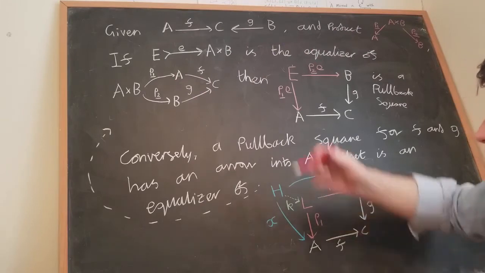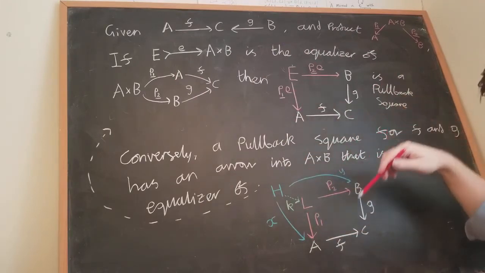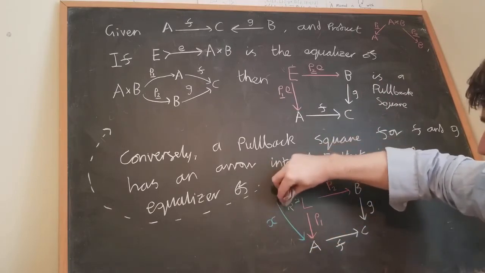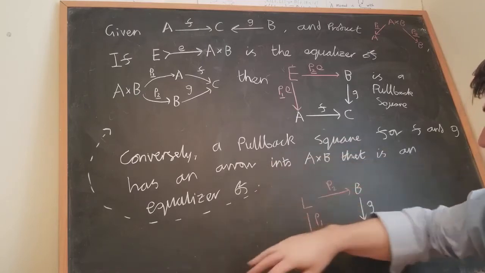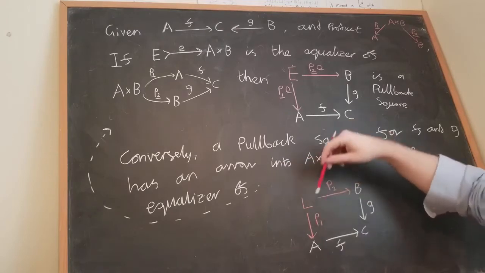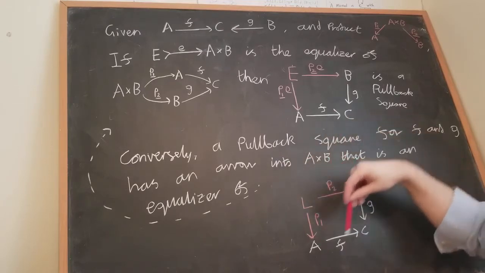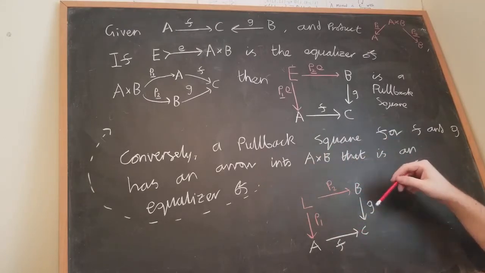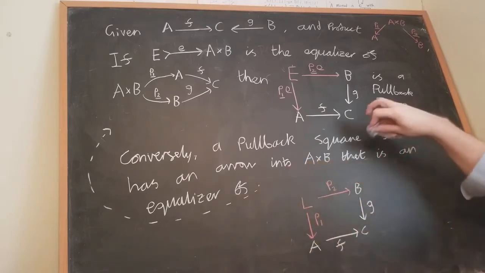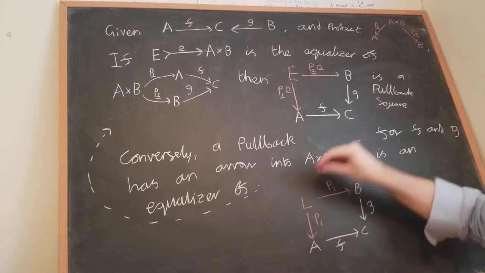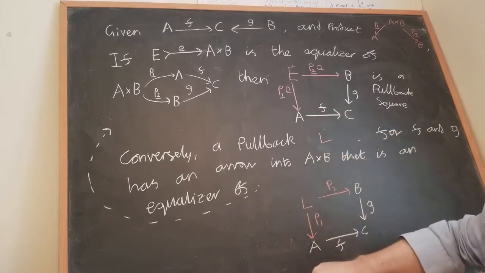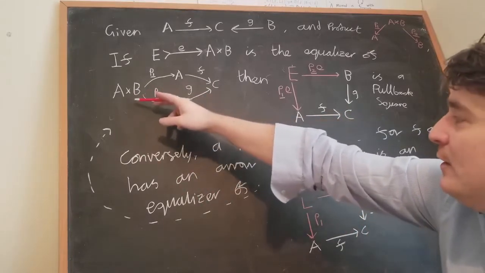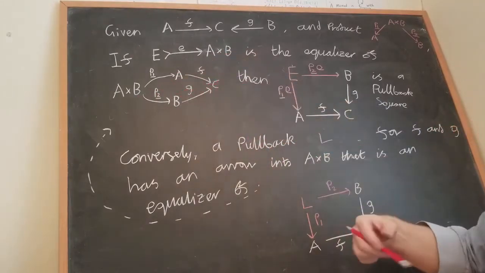And then the converse of this result says that if we have a kind of pullback of F and G, so let's say something like this, where here this P1 and P2 are really like pullback projections, they're just arrows involved in making this pullback. Well, if we have a general kind of pullback for F and G, then there's going to be an arrow from the object L of this pullback to A times B. And that arrow is actually going to be the equalizer of these arrows. Okay, so this is the sort of converse.